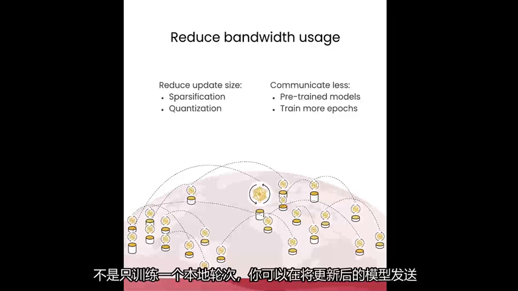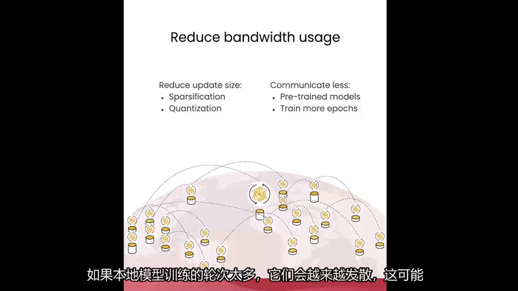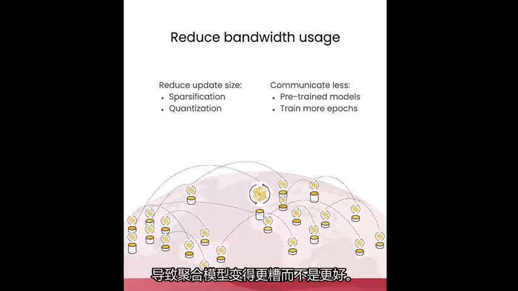Instead of training just 1 local epoch, you could train 5 epochs before sending the updated model back to the server. Be aware that this could also prevent convergence. If the local model trains too many epochs, they diverge more and more, which can cause the aggregated model to become worse instead of better.